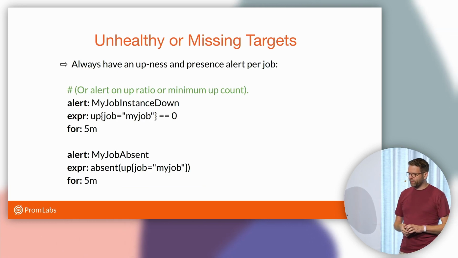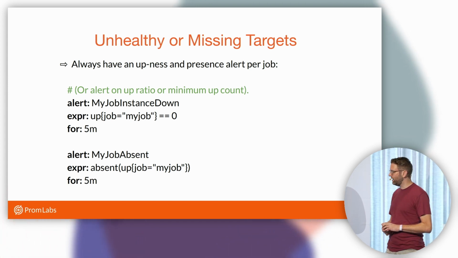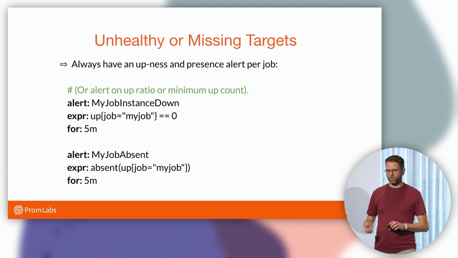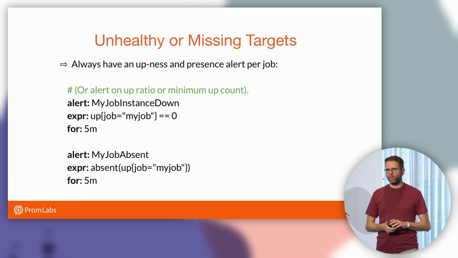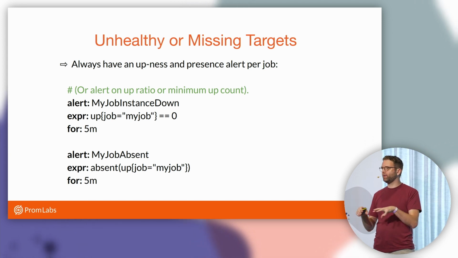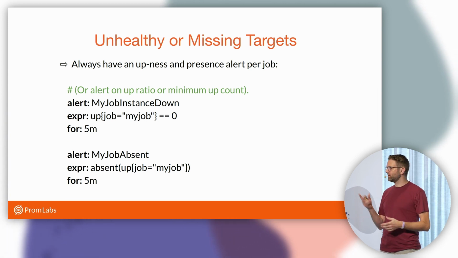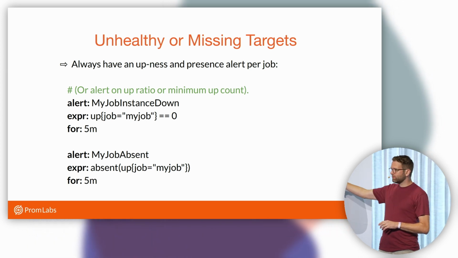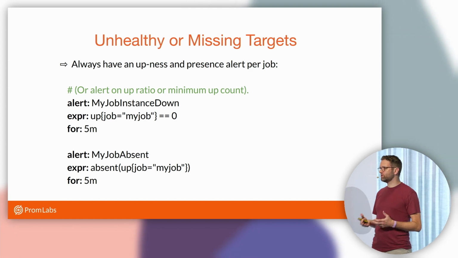So it's a good idea for all the services, the jobs in Prometheus that you actually care about, to have at least 2 types of upness and presence alerts here. So the first one, acting on the up metric that the Prometheus server automatically records for every target scrape. It's 0 if the scrape failed, 1 if the scrape succeeded. This will tell you basically whenever Prometheus has an issue scraping your targets.